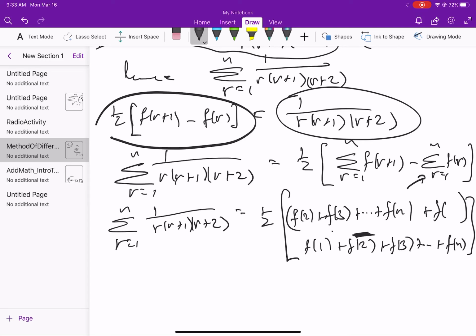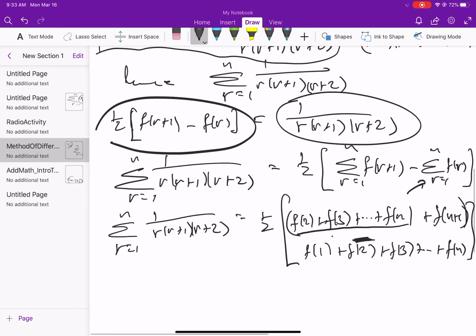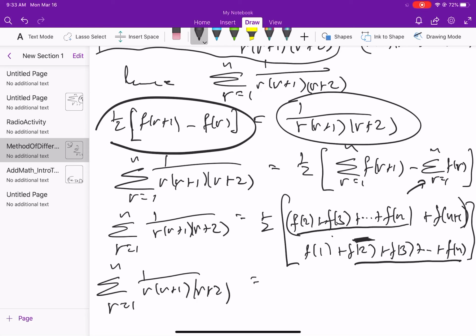And the last term f of n plus 1. So f of 2 all the way down to f of n is common in both sets of brackets. The sum from r equal 1 to n of 1 upon r into r plus 1 into r plus 2 now looks like a half into f of n plus 1, that's left in the first bracket, minus f of 1.